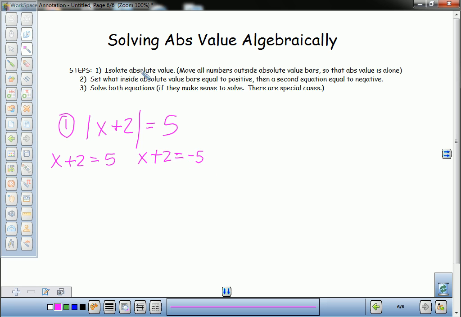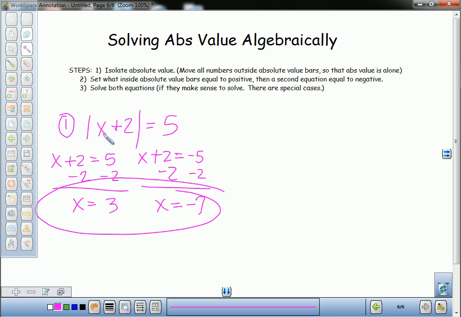Okay, so our steps were isolate the absolute value, which has already happened, set what's inside the absolute value bars equal to the positive and the negative, and then solve. So to solve, we would subtract 2. We would subtract 2. So these two answers are solutions to this equation. If I plug in 3, I get a true statement. If I plug in -7, I get a true statement.